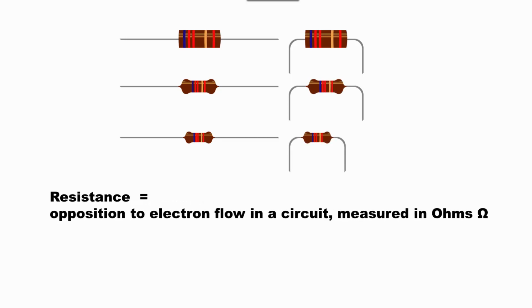Once you understand what voltage and current are, resistance is really easy to understand. It's the opposition to electron flow in a circuit. Resistance can be measured in ohms. Resistance is abbreviated with the letter R, and ohms are abbreviated with the Greek letter omega.